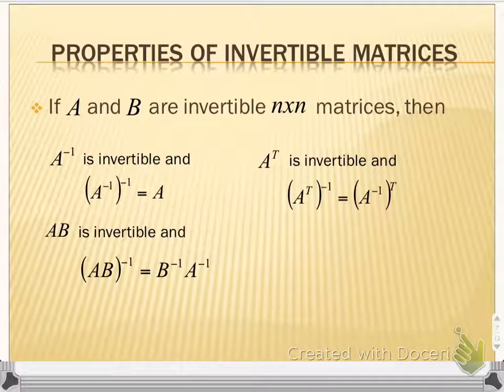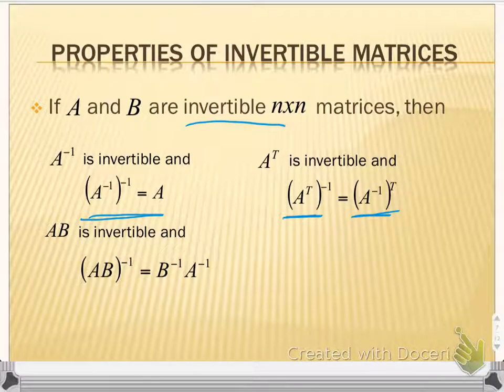Okay, and so we have more properties, properties for invertible n by n matrices. If A and B are invertible, then A inverse is also invertible, and the inverse of A inverse is A. Okay, that sort of makes sense. And then A transpose is invertible. If A is invertible, then its transpose is invertible, and A transpose inverse equals A inverse transpose.